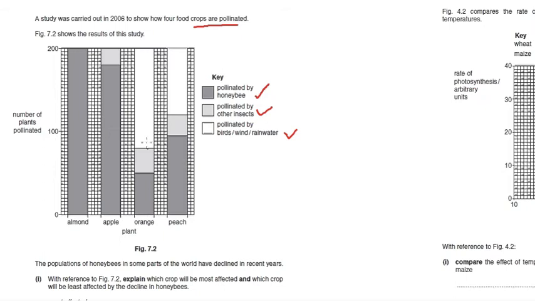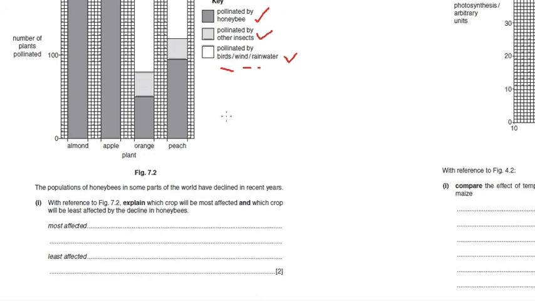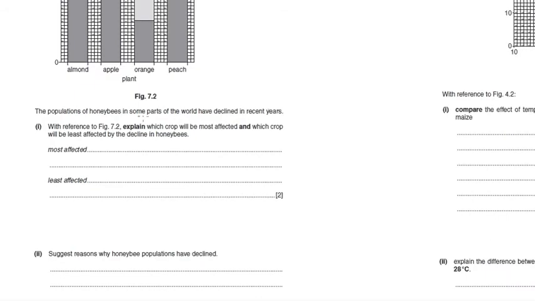So at first glance, you can see that oranges are pollinated by wind and rainwater much more than by honeybee. On the other hand, almonds are nearly completely pollinated by honeybee. Now the population of honeybees in some parts of the world has declined in recent years. With reference to figure 7.2, explain which crop will be the most affected and which crop will be the least affected by the decline in honeybees.